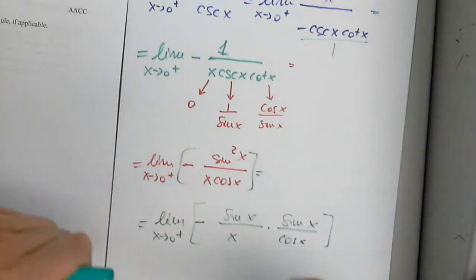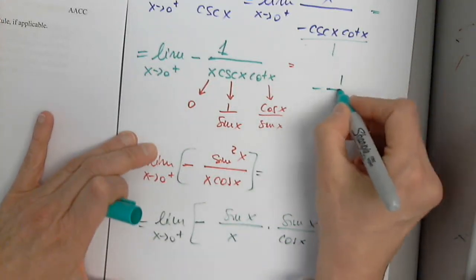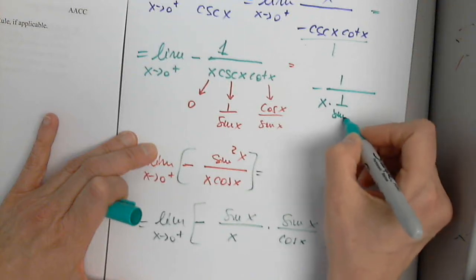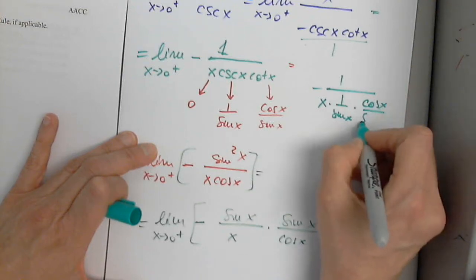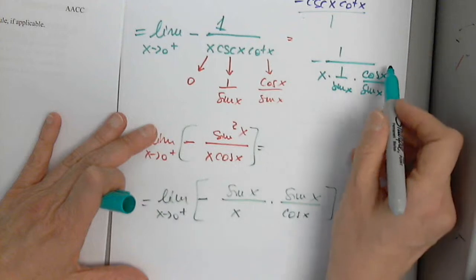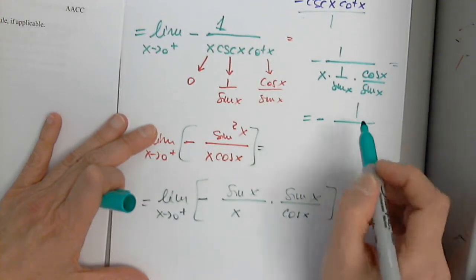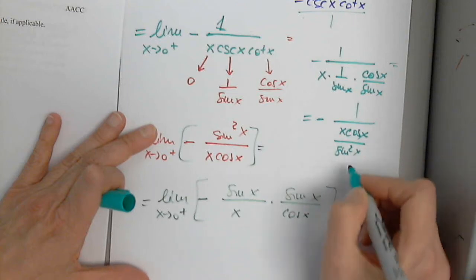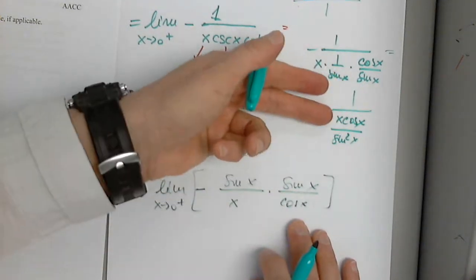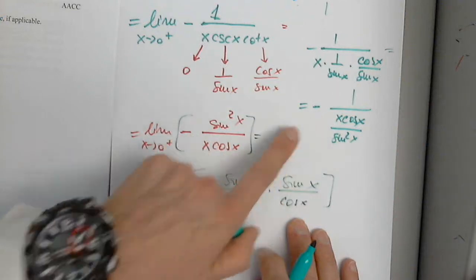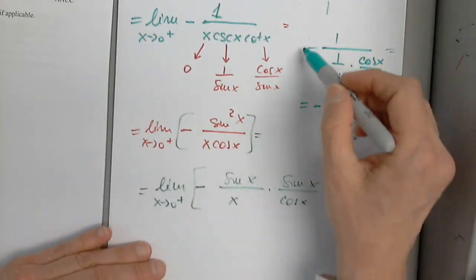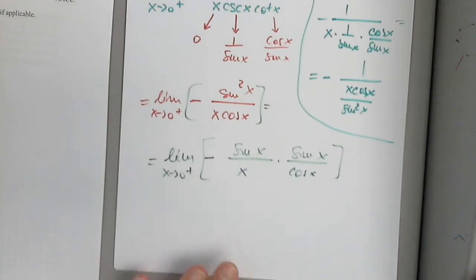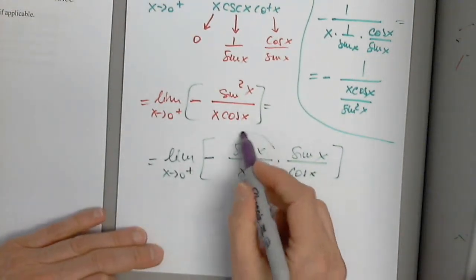So maybe I should write it like this first. 1 over x times 1 over sine x times cosine x over sine x. And as the next step, 1 over x cosine x over sine squared. And then it becomes sine squared over x cosine x with minus in front. Okay. Is that better? Yeah. Thank you. Sorry about that. Okay. This I know.